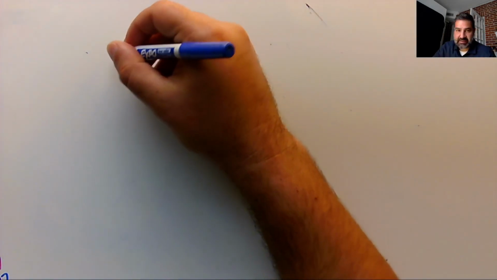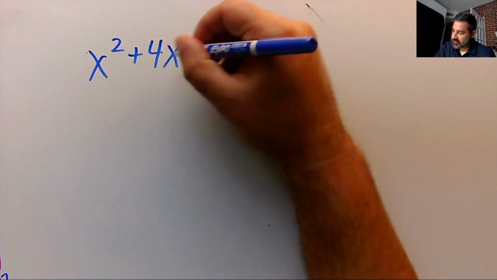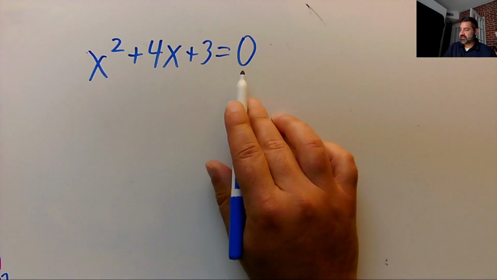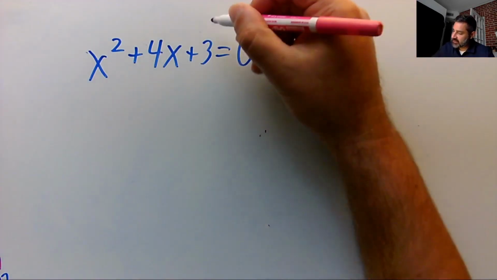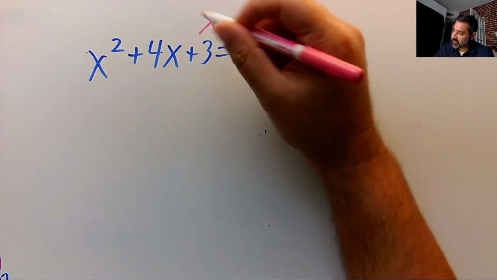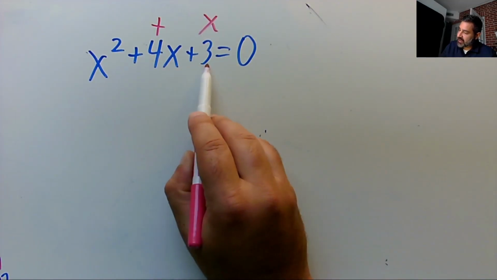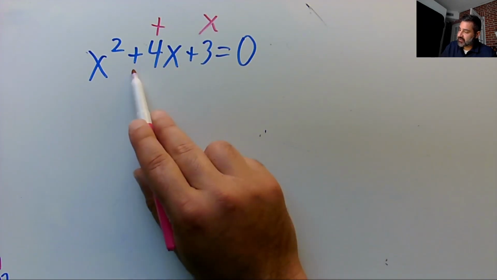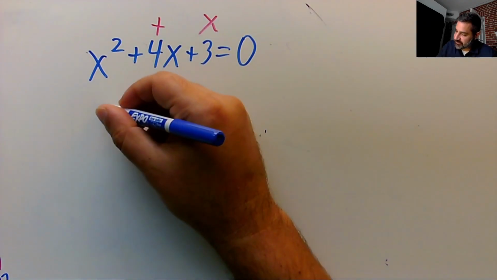All right, let's start with the easy one. x squared plus 4x plus 3 equals 0. It's always got to be equal to 0 so that we can factor it and solve it. And we basically need two numbers that are going to multiply to 3 and add up to 4. Since this is positive, it could be two negatives, but since the middle term is positive also, it's going to be two positive numbers so that they can add up to 4.